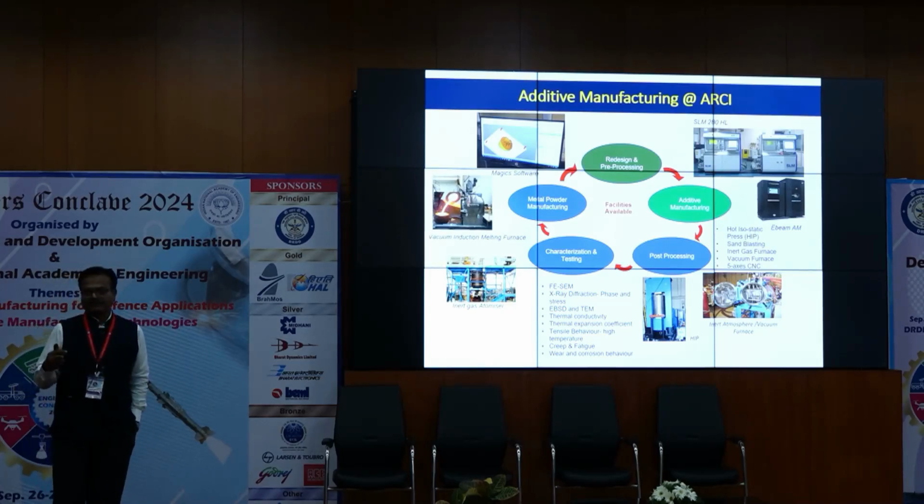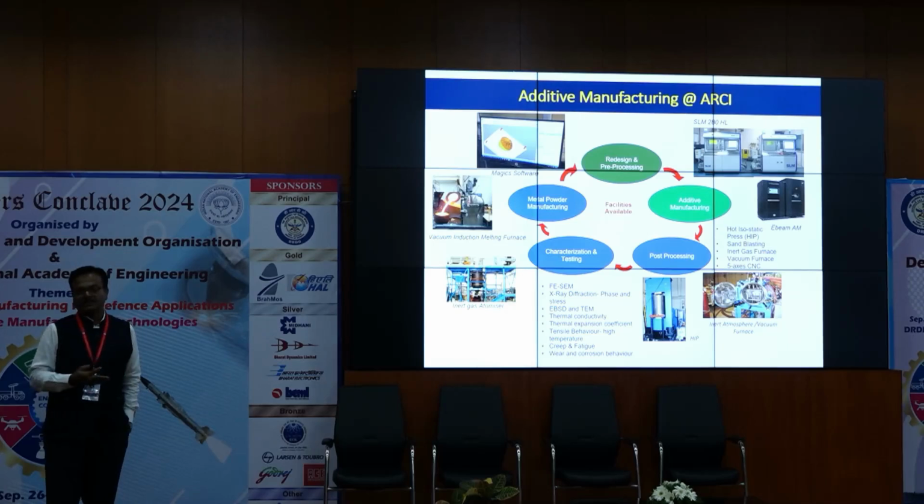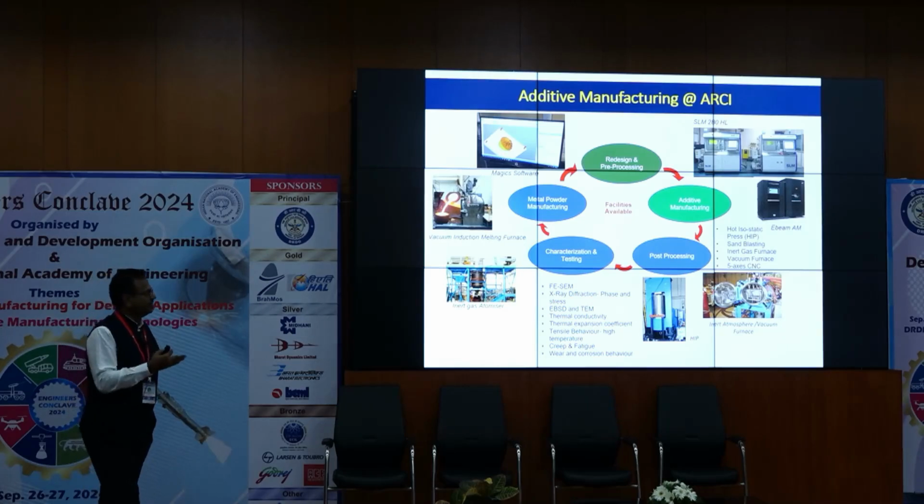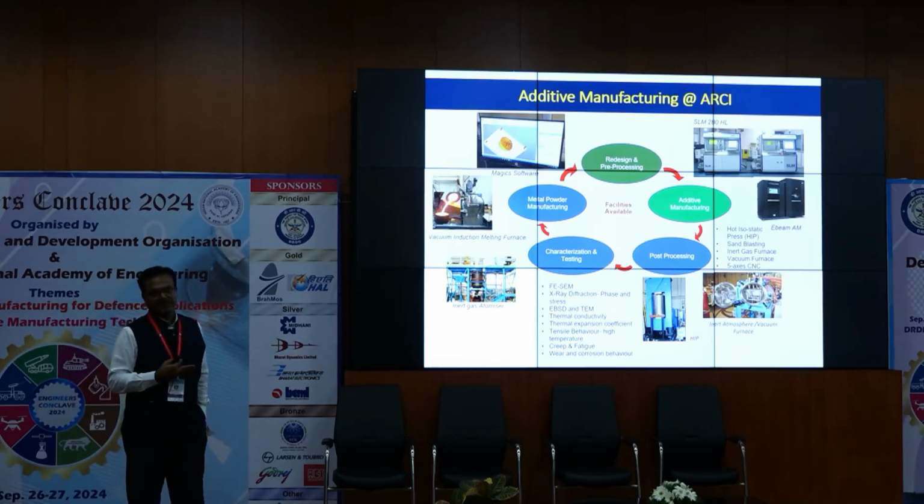So coming to the topic, in ARCI we have a complete ecosystem from the design to the development of the alloys. We have a vacuum induction melting furnace of 10 kilogram capacity. So whatever alloy we design, we can make that and then convert it into powder. We have an inert gas atomizer of around 10 kilogram capacity. Then from the powder, we have two additive manufacturing machines, one is powder bed fusion and another is SNM. Then another is the electron beam melting process, two equipment we have.